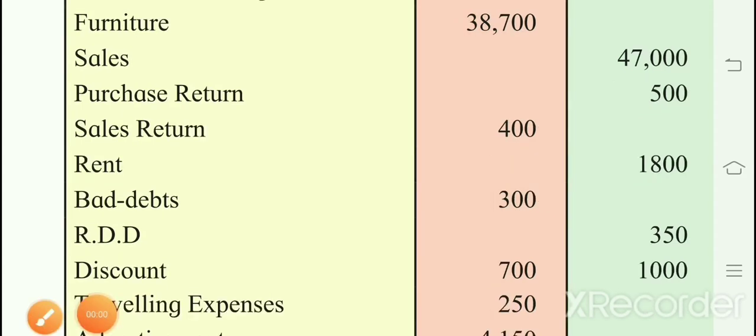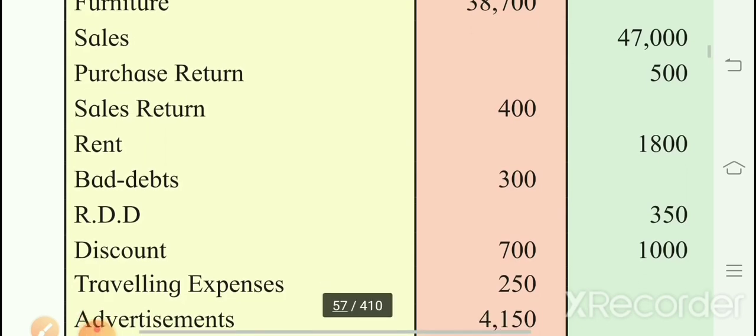Now our next item is sales return. Sales return will be deducted from sales. See, on the credit side of the trading account, we have written sales by rupees 47,000. So deduct rupees 400 as sales return from this amount, and the remaining amount will appear in the outer column, that is 46,600.